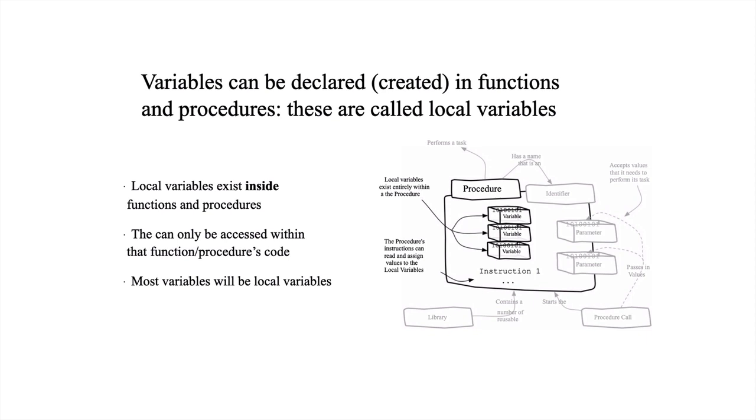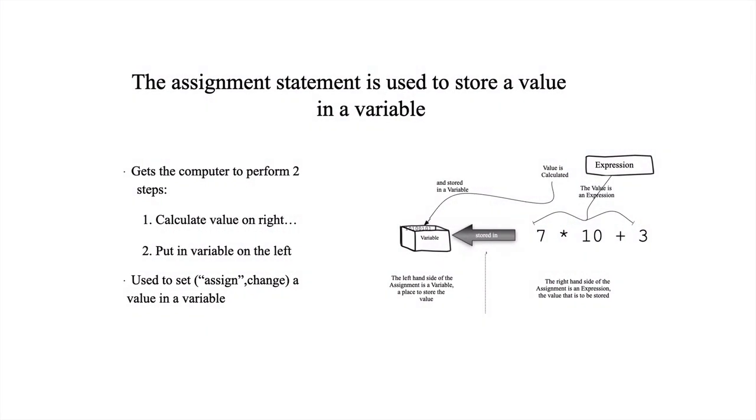Variables can be declared in functions as well. These are called local variables. We haven't talked about functions, we haven't looked at how we create them, but just understand that whenever you define variables within a function, they're called local variables. We talk about assignment statement. Assignment statement is used to store a value in a variable. So when you are creating a variable, you use an assignment statement.